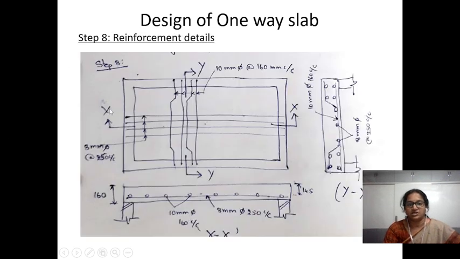So now coming to the last step, which is nothing but the reinforcement details. So whatever the design I got, the main reinforcement as 10 mm dia HYSD bars at the rate of 160 mm spacing, and the distribution bars 8 mm at the rate of 250 mm center to center spacing. So this is the top view, and this is the cross sectional area along x axis, and this is the cross sectional area along y axis. So with this the design of reinforcement of slab is completed. Thank you.